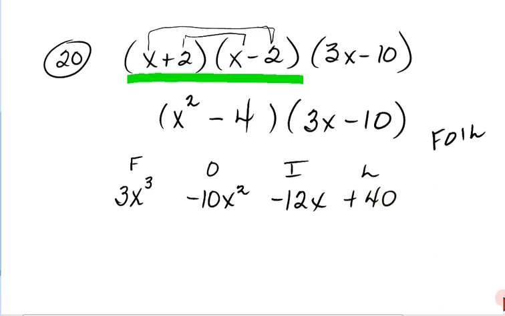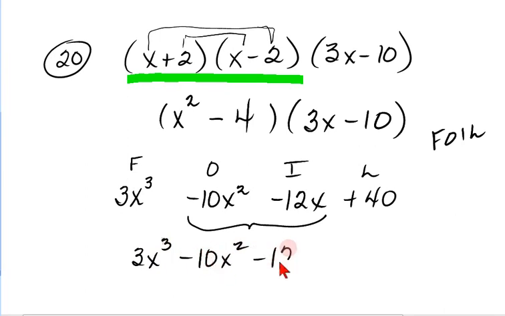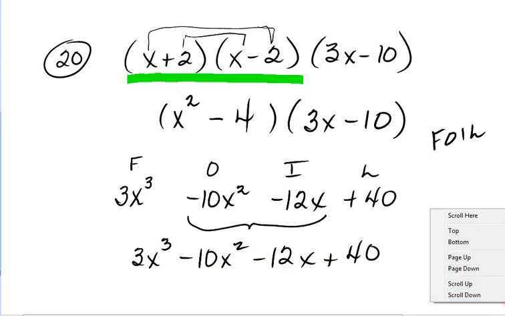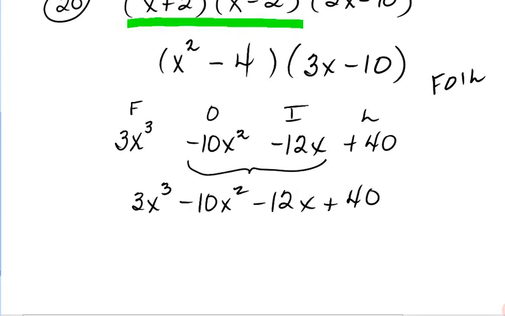This was an exception to the rule that says usually outers and inners are like terms. But they're not, are they? No. This problem is finished. My answer is 3x to the third minus 10x squared minus 12x plus 40. And I perhaps need to pick up my pace.